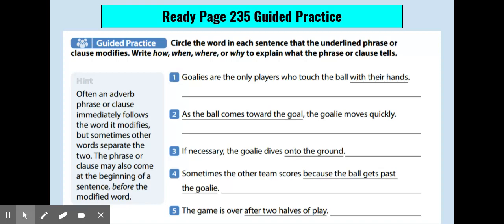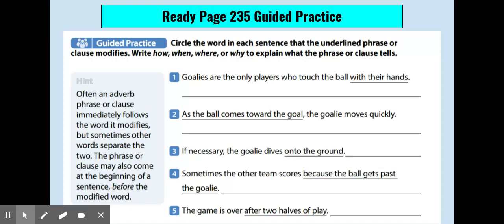This week we're talking about adverb phrases and clauses. And just like an adverb in a normal sentence is a part of speech, an adverb's job is to modify a verb, an adjective, or another adverb. Well, let's look at what it's doing in these guided practice questions. Your instructions tell us to circle the word in each sentence that the underlined phrase or clause modifies. Then we're going to write how, when, where, why next to explain what the phrase or clause tells.